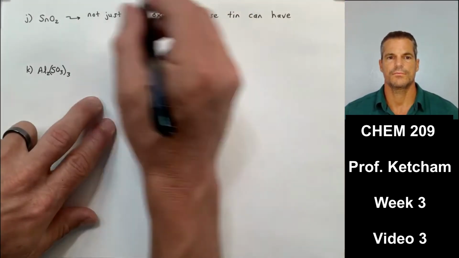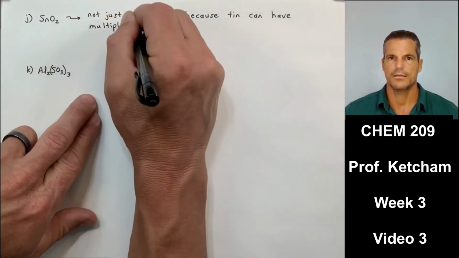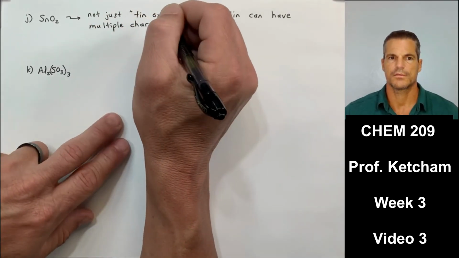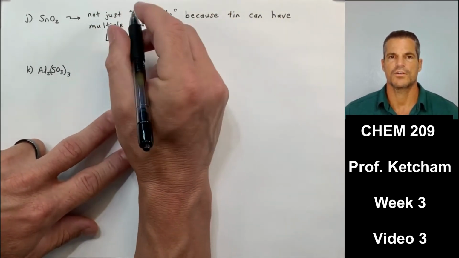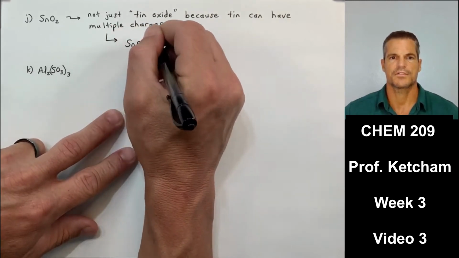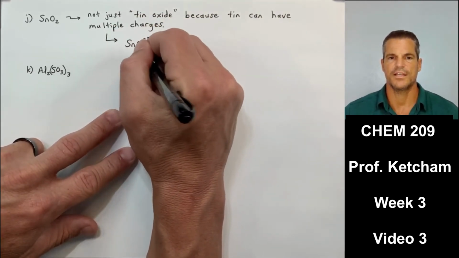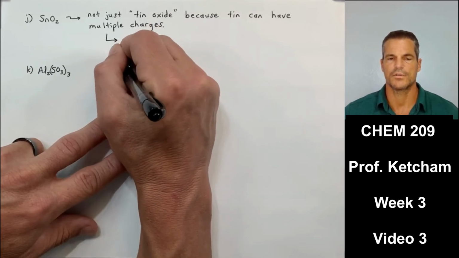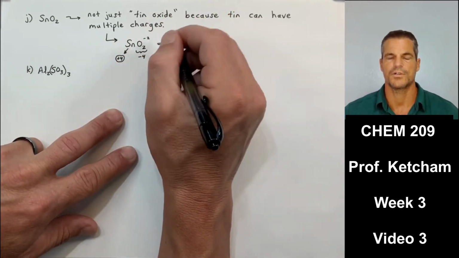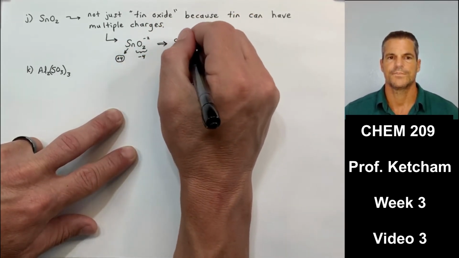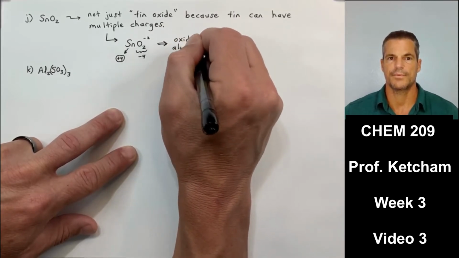SnO2. Well, tin is a metal. Okay, so we have to figure out the charge of tin. You can't just call it tin oxide because tin can have multiple charges. It's one of those transition metals that can have multiple charges. So I need to set it all up.